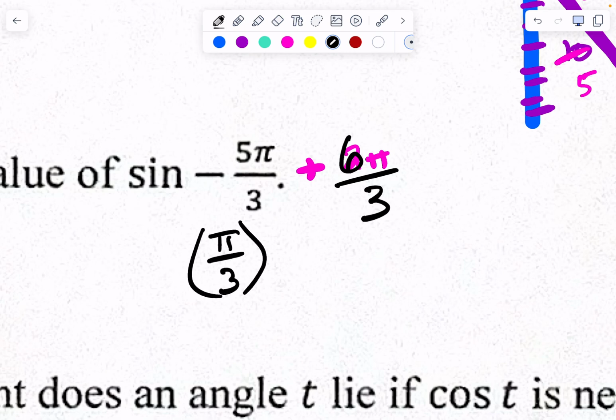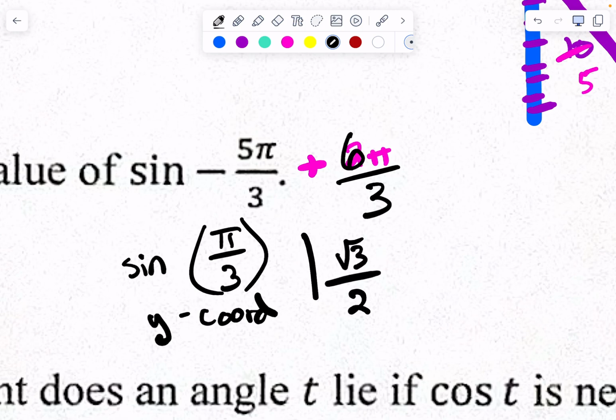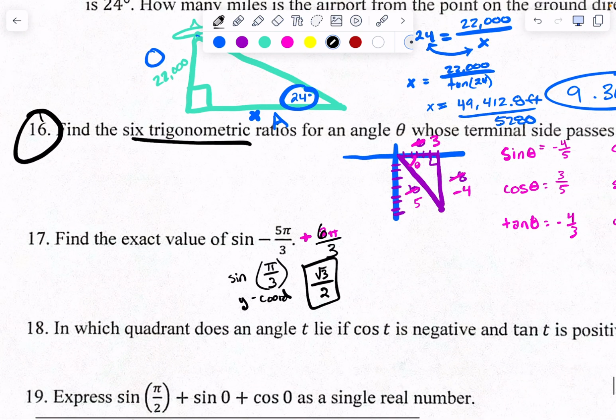Okay, so on your unit circle, find it. What is sine? Sine is the y-coordinate. And the y-coordinate at pi over 3 is square root of 3 over 2. Perfect. There you go. On your unit circle, negative 5 pi over 3 is positive pi over 3, square root of 3 over 2. Good?